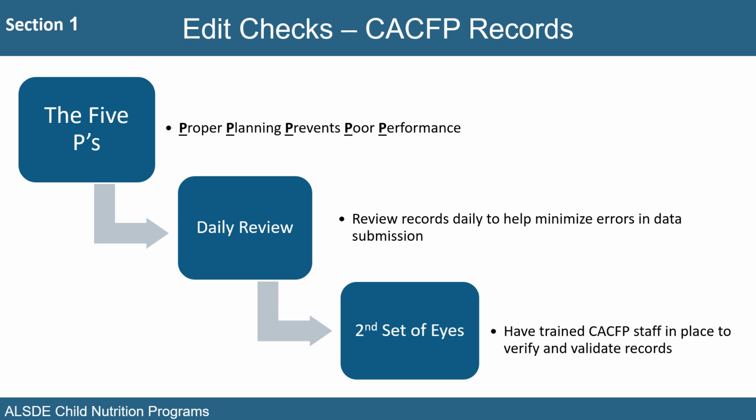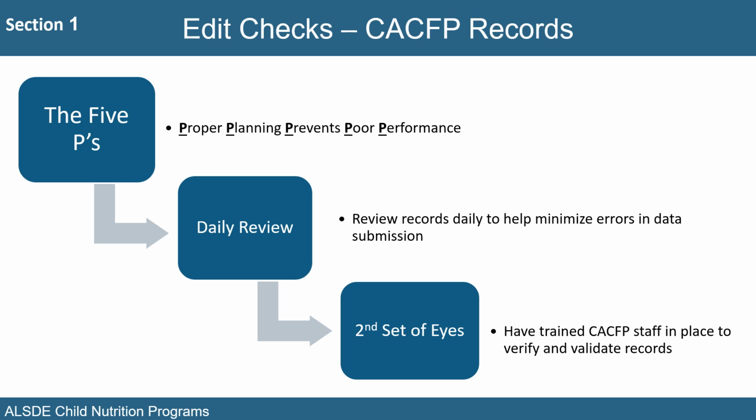For example, if you only have 37 participants signed in at your center on October 18, 2024, then you should not have 45 participants receiving a meal during lunch. Either the meal count is off, participants were not signed in, or someone intentionally inflated numbers. Whatever the reason, edit checks will allow you and your trained CACFP staff to catch this error, and you have the opportunity to correct the data before claim submission.